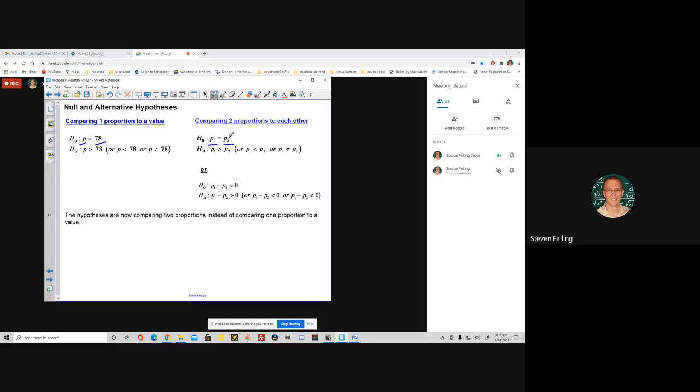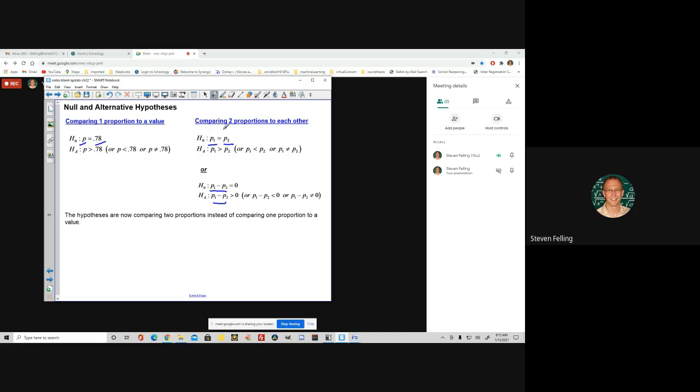Or you could also bring this over to the left and say that the difference between them is 0, which is in practice how we analyze this. Or the difference is greater than 0, or the difference is less than 0, or the difference is not equal to 0. And it matters which order you put here, because if P1 is greater, then that would lead to a positive value, whereas if P2 was greater, it would lead to a negative value. So now the hypotheses are written using two different proportions. And at this point, you pretty much have to define symbols, right? So there'll be a step before this where you define what P1 is.